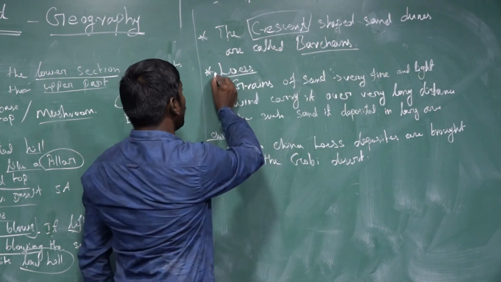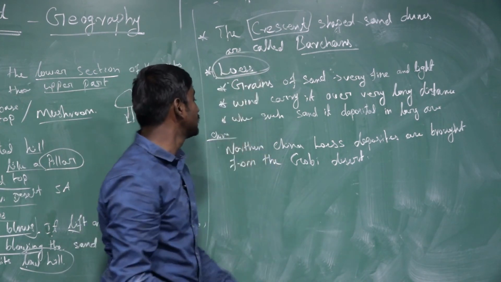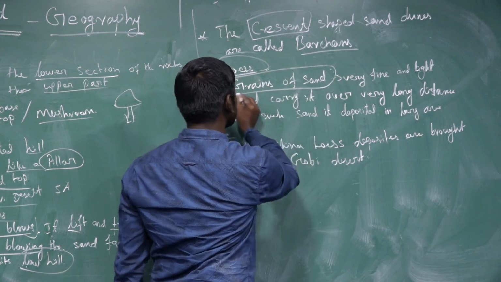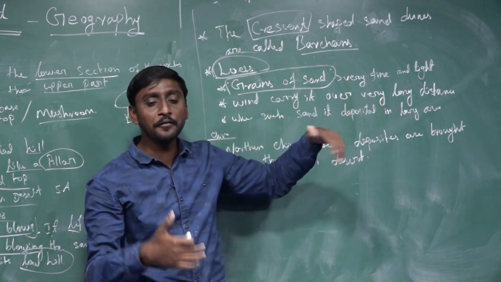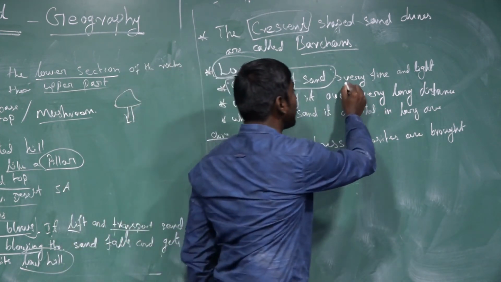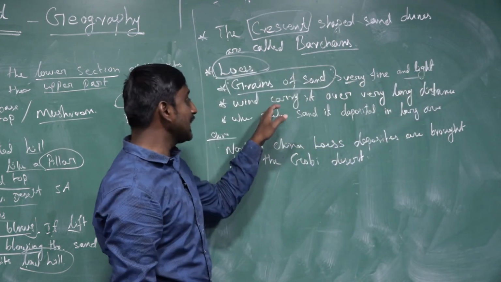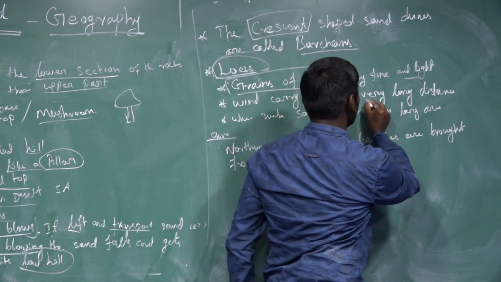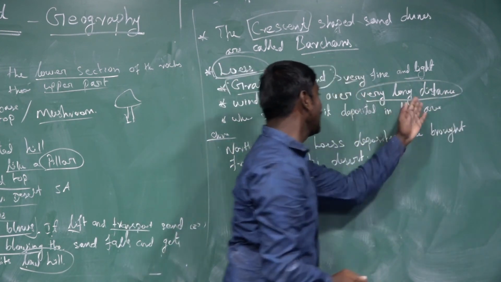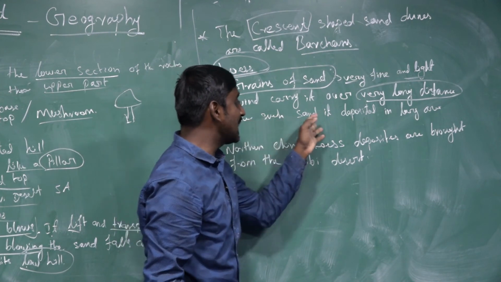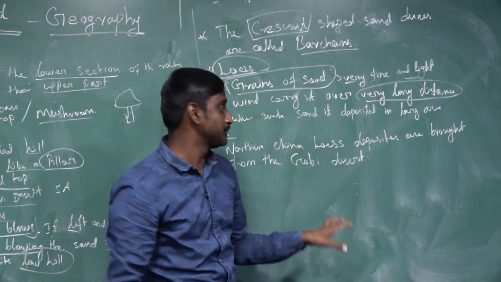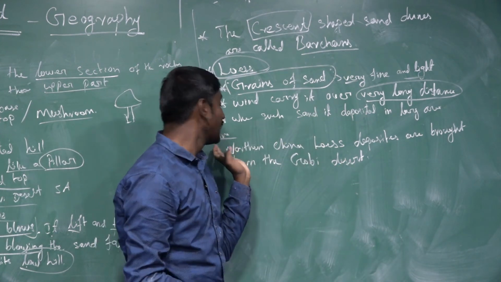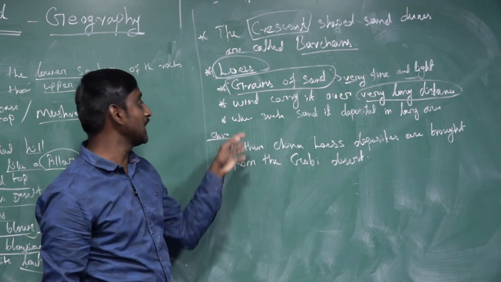Next, loess. Loess is grains of sand, very fine and light. Wind carries the loess over very long distances. When such sand is deposited, it covers a large area. An example is China's loess.